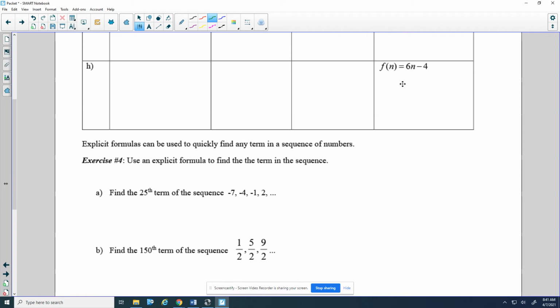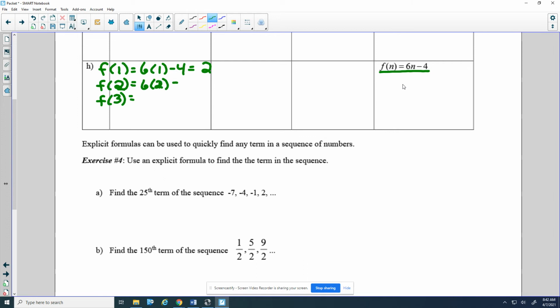So f of n here, notice it's more in an mx plus b form than an a sub 1 plus d times n minus 1 form. So here, it's really important that I actually plug in those numbers to find out what's going on. Okay, so if I plug in a 1, I get 6 times 1 minus 4. So that's 6 minus 4, which is 2.